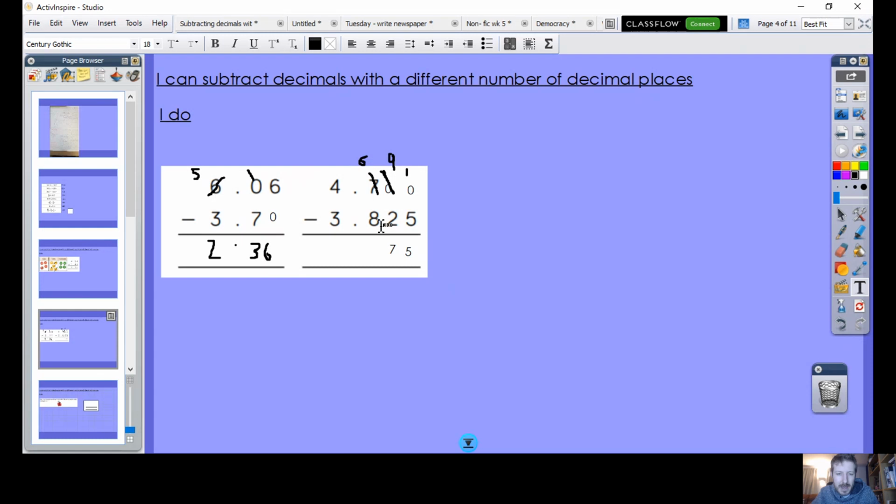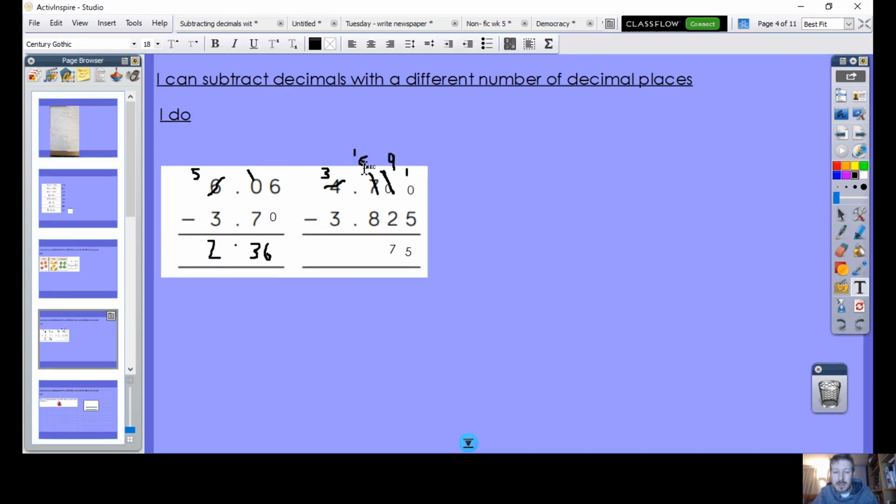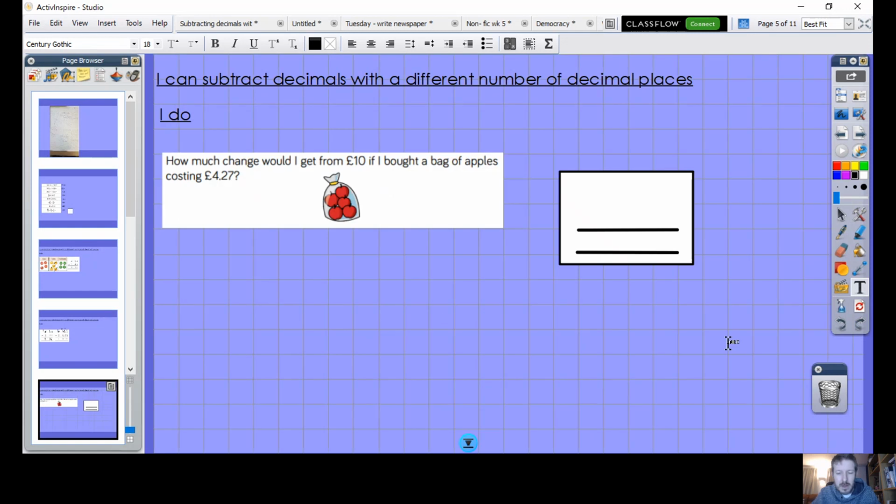6 tenths take away 8 tenths. I can't do that, so I'm going to need to exchange one of my ones for 10 tenths. And I've got 16 tenths, take away 8 tenths would be 8 tenths. Decimal point. 3 take away 3, and I need to make sure I put the 0 there to show that it is a number less than 1. I need to show that it's 0 point something. So we should have 0.875.